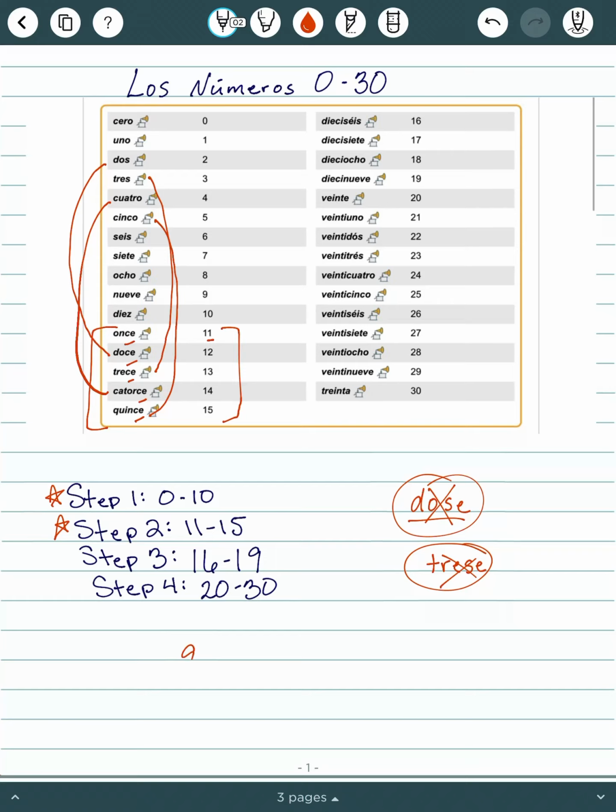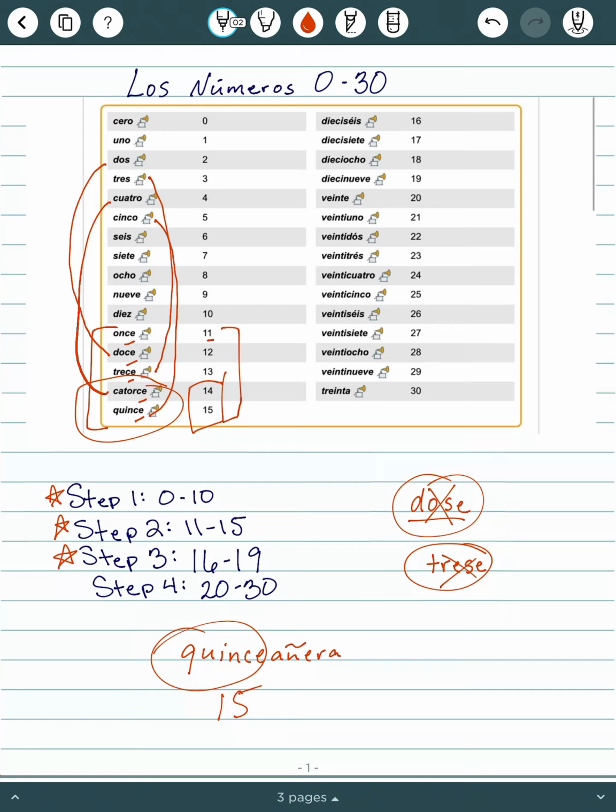But with quince, if you have ever heard of a quinceañera, that is a big deal. It's a girl's 15th birthday party, and so 15 being quince. If you've not heard of that, then you're just going to need to specifically work on that number. I will say 14 and 15 tend to be the numbers that give people the most trouble. So that is step number 2, just 5 numbers, specifically work on those.